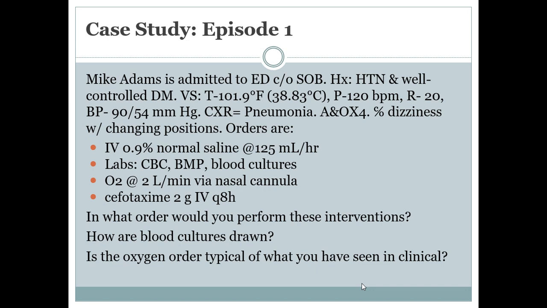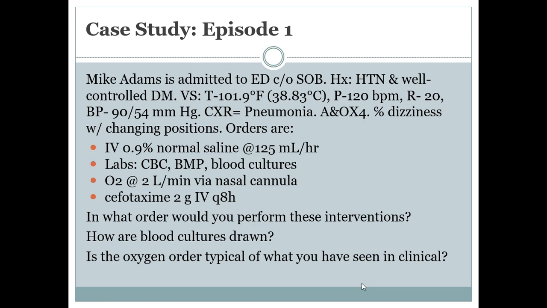Okay, case study. I can go through this too. So Mike Adams is admitted to the ED. He complains of shortness of breath, has a history of hypertension and well-controlled diabetes. Vital signs: a temperature of 101.9, 38.83 Celsius. Pulse is 120, respiratory rate is 20. Blood pressure is 90 over 54. They did do a chest x-ray that shows pneumonia. He's oriented times 4. Complains of feeling dizziness with changing positions.